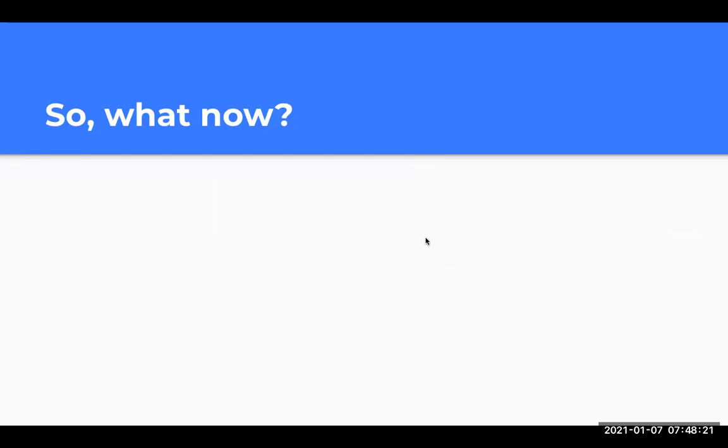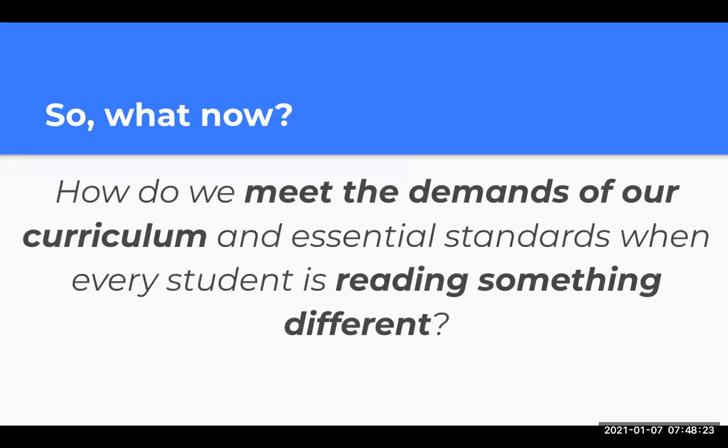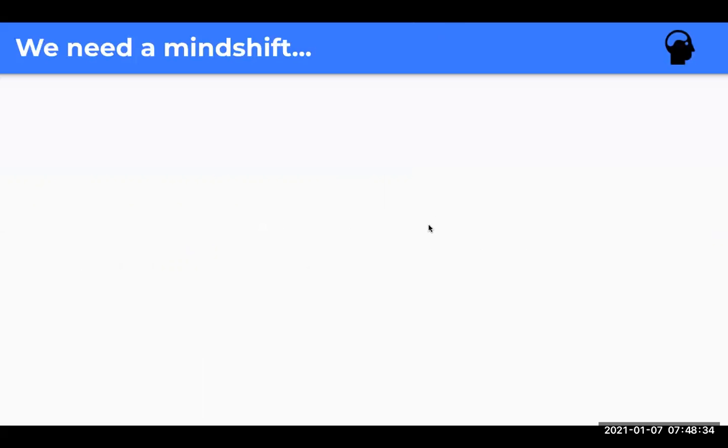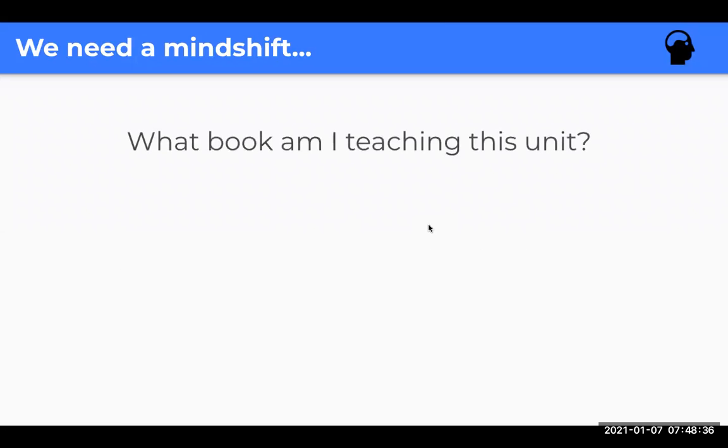So what now, right? What can we do to meet the demands of our curriculum and our essential standards when every student is reading something different? We have our 3 daily practices. What do we do with the rest of our class time, right? So that's what our focus will be today. And this is going to take a mind shift.